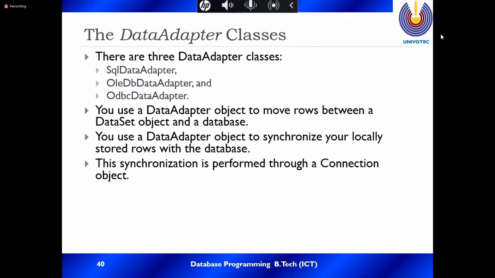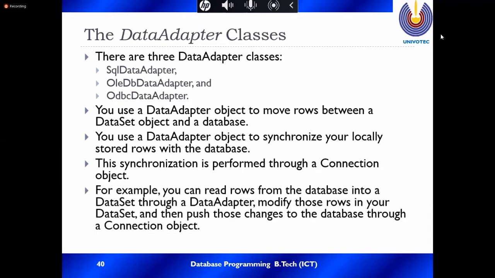Some changes, we call that a transaction. If you make any changes, we call that a transaction happening. That transaction wants to update the database, so we need the data adapter through the connection object. For example, you can read the rows from the database into the data set through the data adapter, modify those rows in your data set, and then push those changes to the database through the connection object.